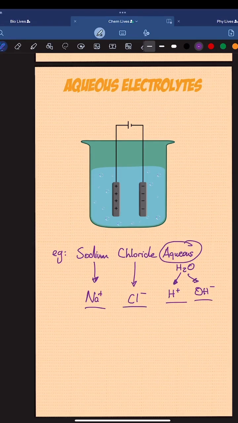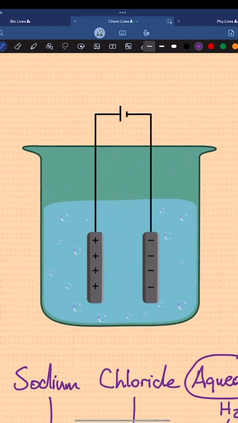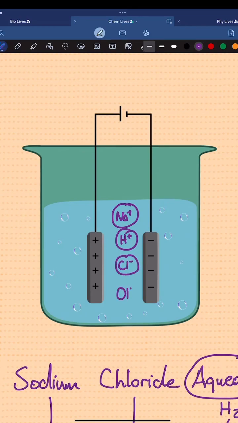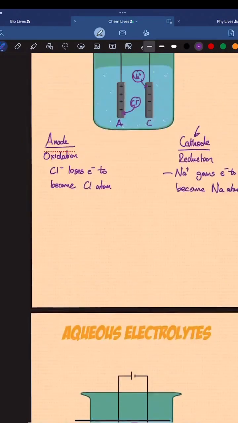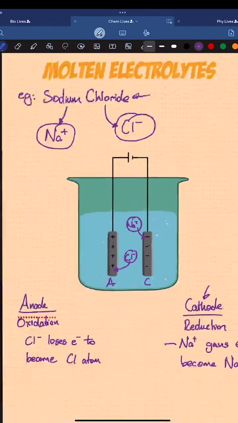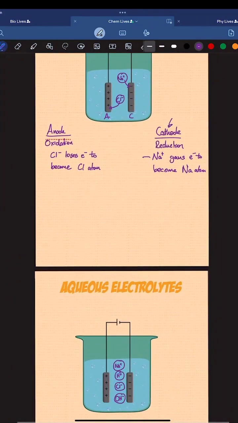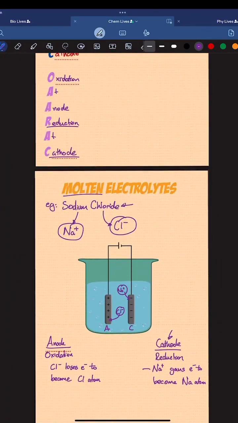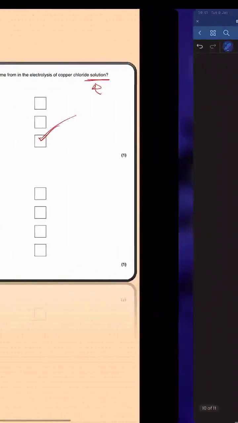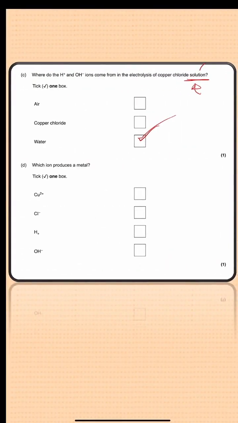So here we're dealing with 4 ions. In this solution, we've got all 4: Na+, H+, Cl-, and OH- ions. All of those are floating around the solution. Before, we only had Na+ and Cl-. So that's the difference between molten and aqueous. So look carefully at any questions that you have. If they say solution, they mean aqueous. In the other example, they'll say molten.